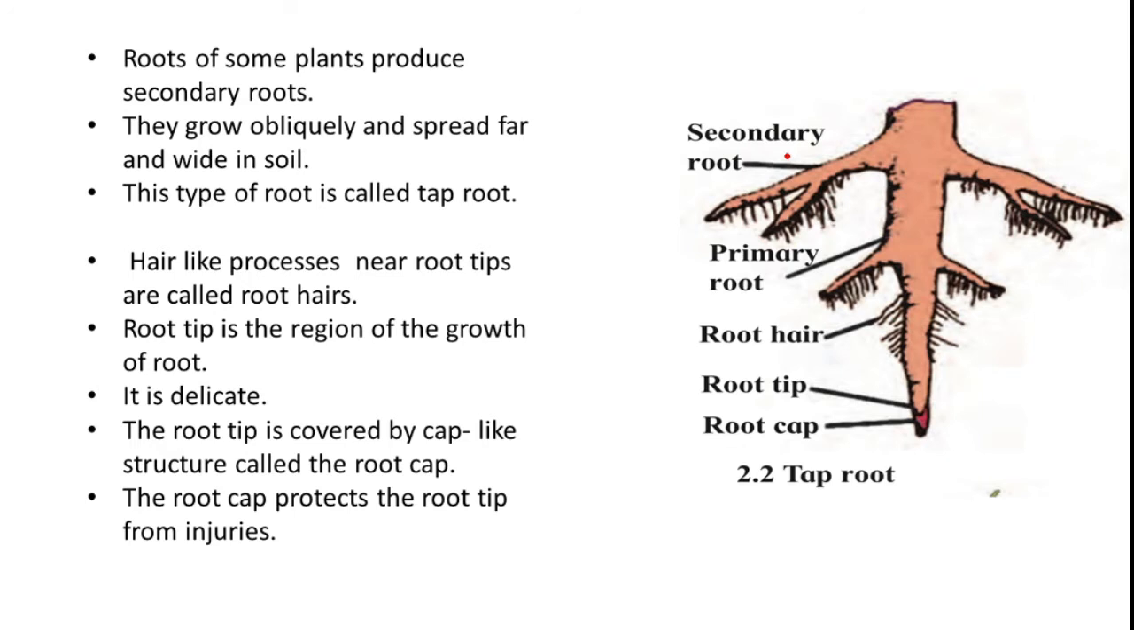So now let us see. Roots of some plants produce secondary roots. You can see in the picture the secondary roots. They grow obliquely and spread far and wide in the soil. So we can see these are all secondary roots, spreading far and wide in the soil. This type of root is called taproot. So this is a picture of a taproot.